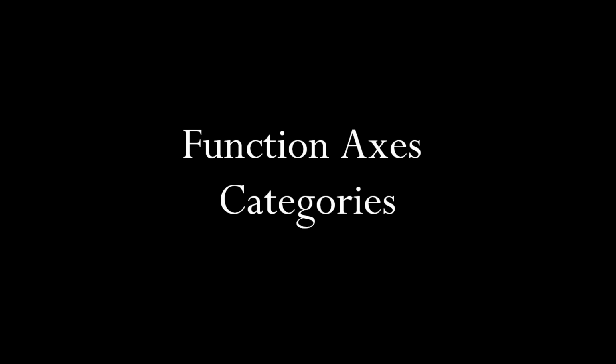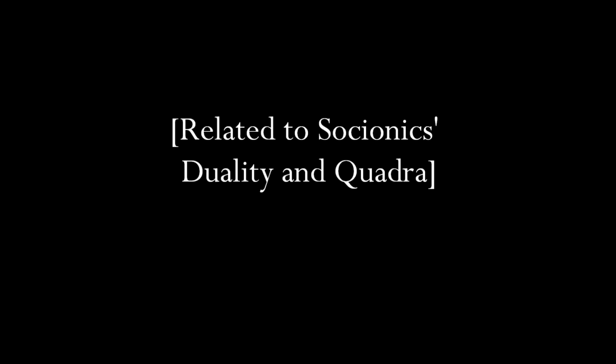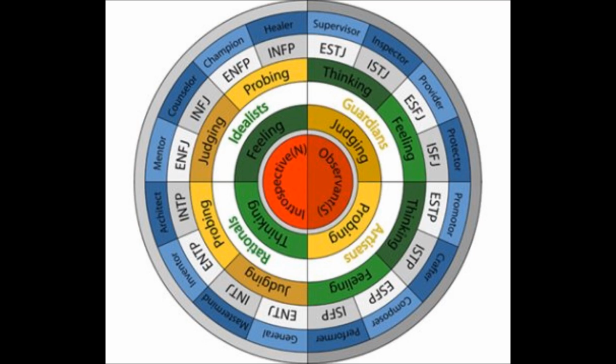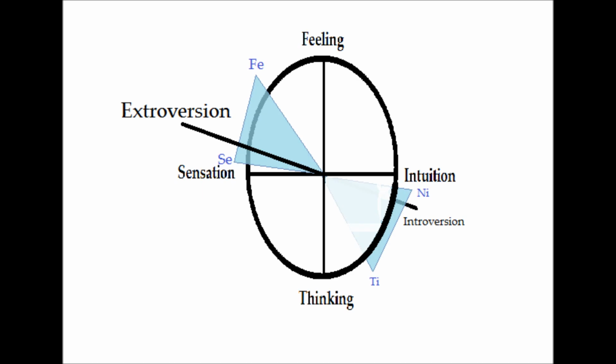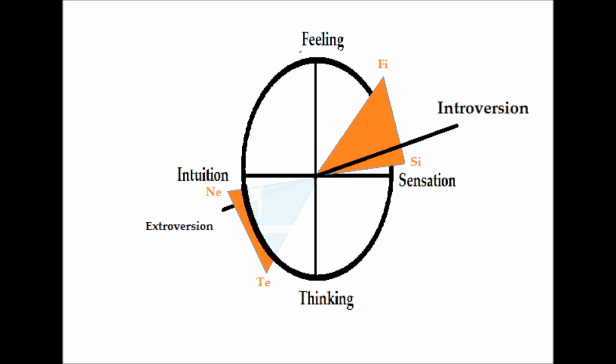In more recent videos, I've discussed the idea of function axes in detail. In this video, I would like to propose another way to categorize the types, similar to David Keirsey, but by using the function axes. For example, types possessing both an FETI and SENI axis would form one category. Those with both a TEFI and NESI axis would form another, and so on.